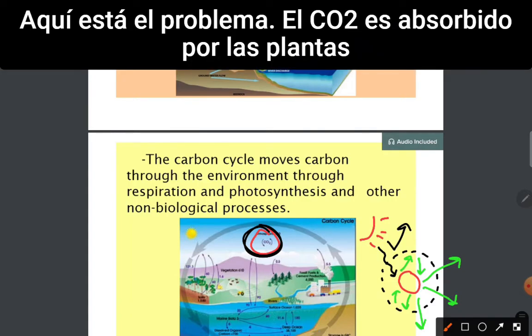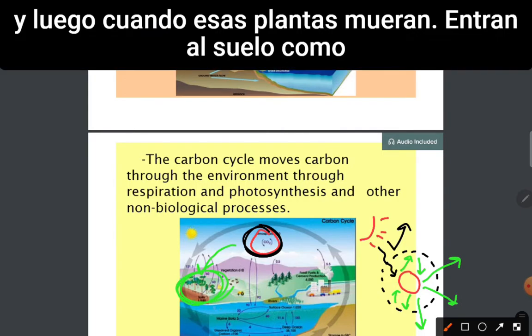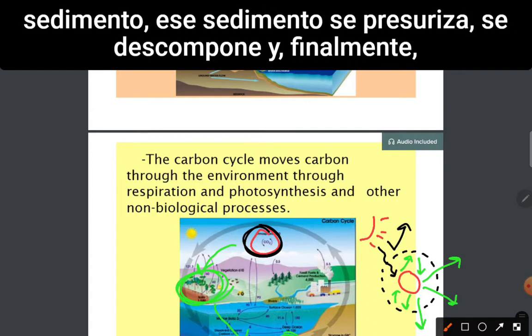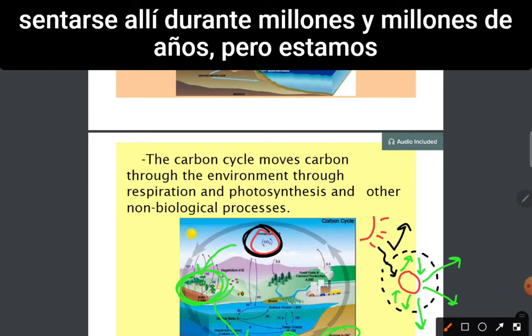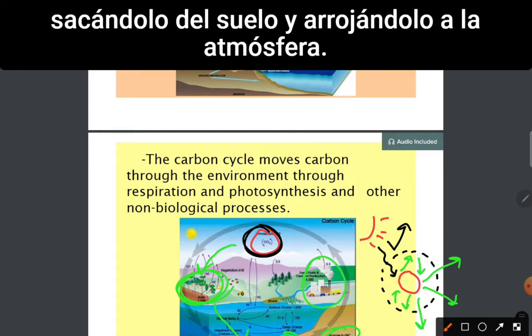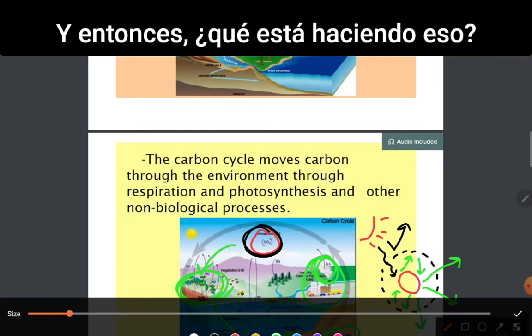Here's the problem. CO2 gets sucked up by plants. And then, when those plants die, they enter the ground as sediment. That sediment is pressurized and decomposed and eventually becomes oil and other natural gases. And then it's supposed to sit there for millions and millions of years. But we are pulling it out of the ground and throwing it into the atmosphere. And so what is that doing?